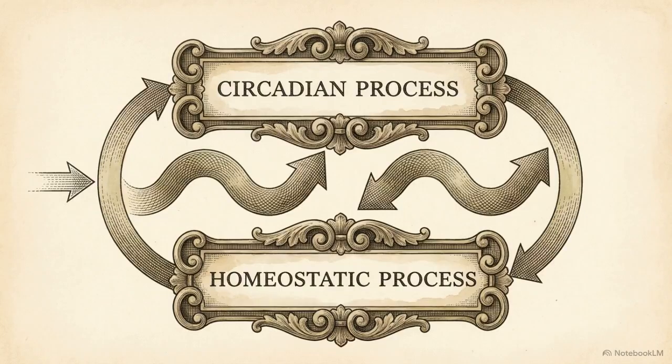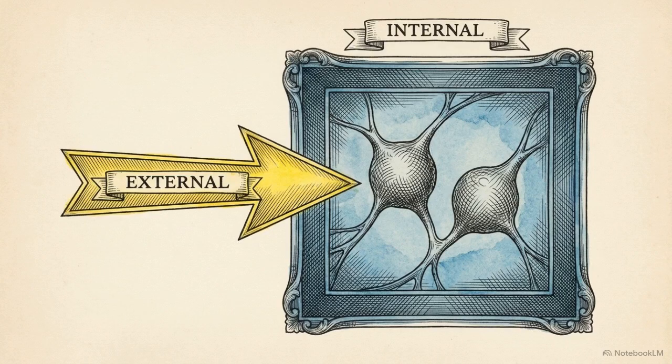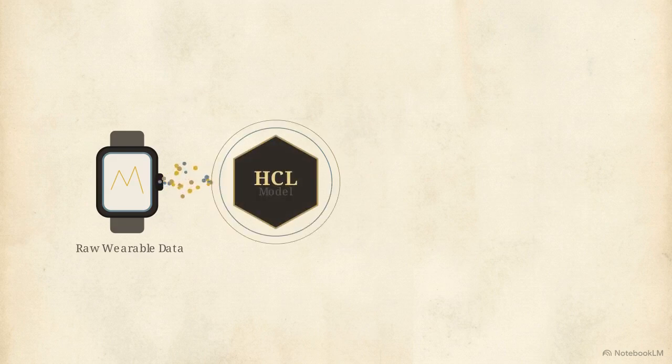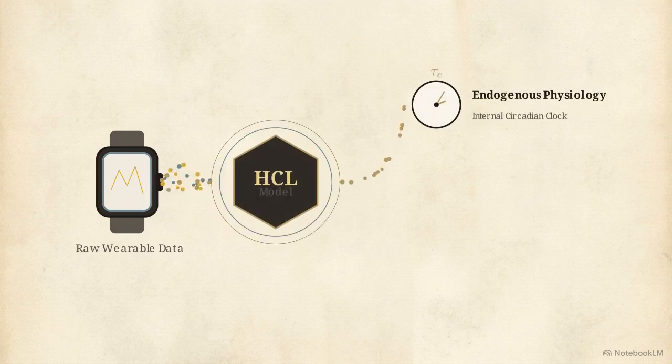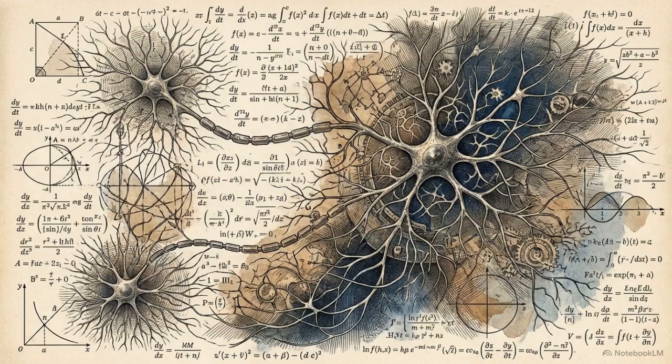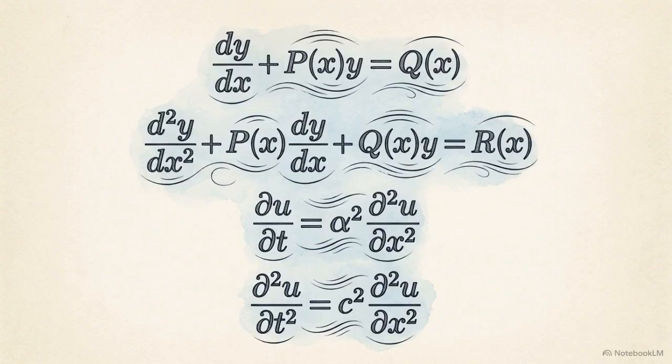This block diagram outlines the Homeostatic-Circadian-Light model, or HCL. A recent study by Skeldon and colleagues uses this mathematical framework to explicitly isolate those internal and external variables. By ingesting raw longitudinal light data collected from standard commercial wearables, the HCL model decouples a subject's intrinsic physiological clock from their environmental light habits. Most neurological models of sleep are computationally dense, but the HCL model strips this biology down to a highly efficient system of four ordinary differential equations.